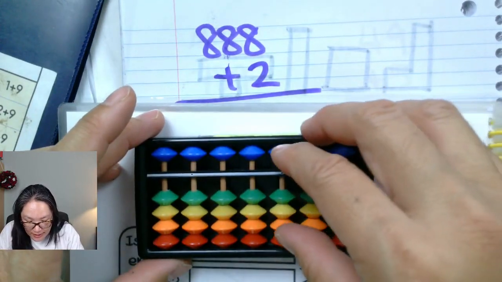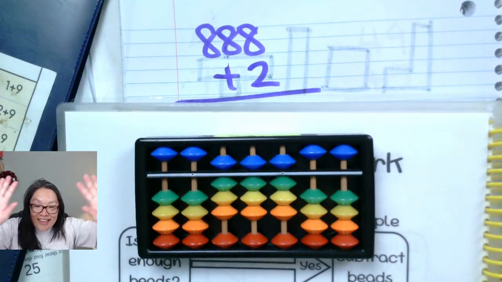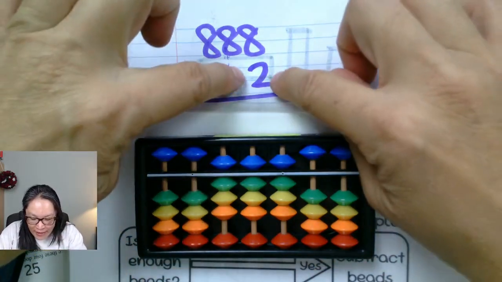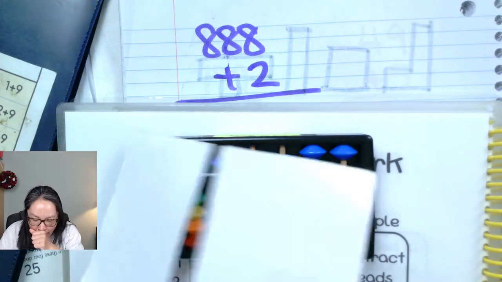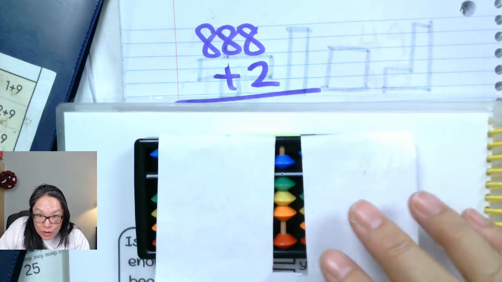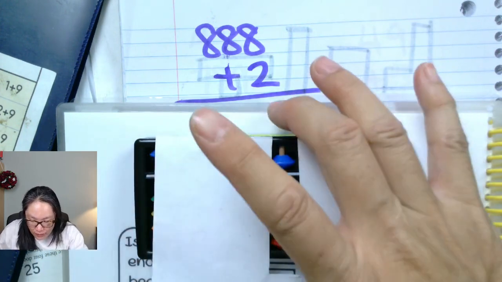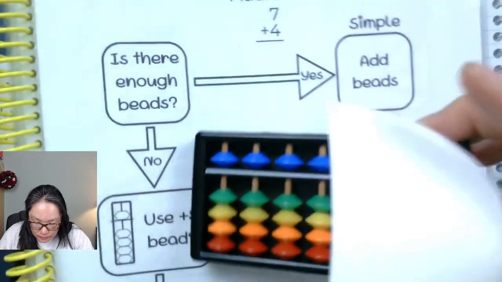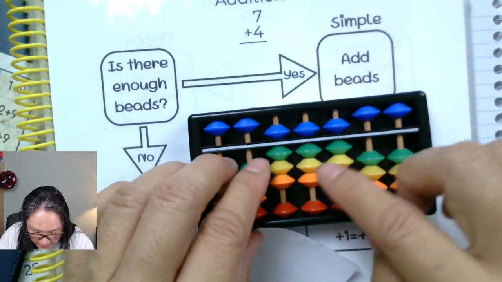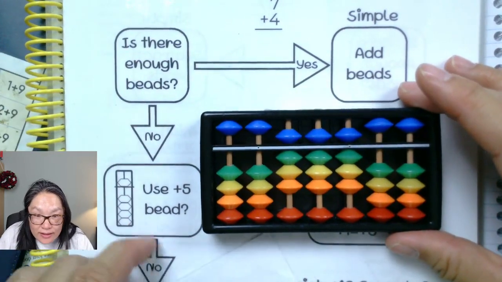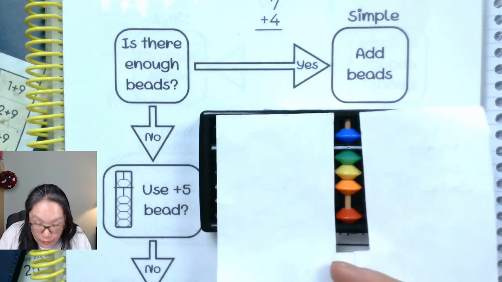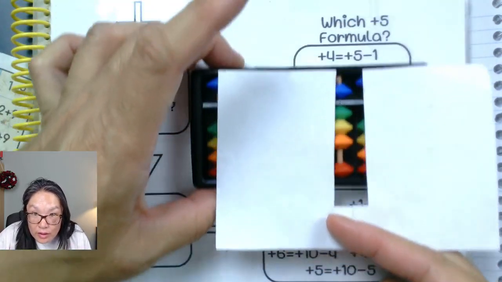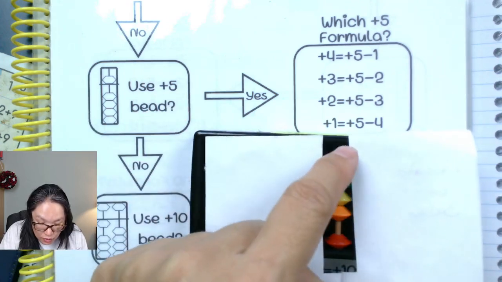So we're going to do 88, 888. Okay. This is the last, for sure, this is the last question. All right. We're going to add the 2. Add the 2. When we add the 2, can we... I have my 8. Is there enough beads to add the 2? I want to add the 2. Is there enough beads? No, there is not. So what do I do? Is there enough to add the 5? No, I cannot.